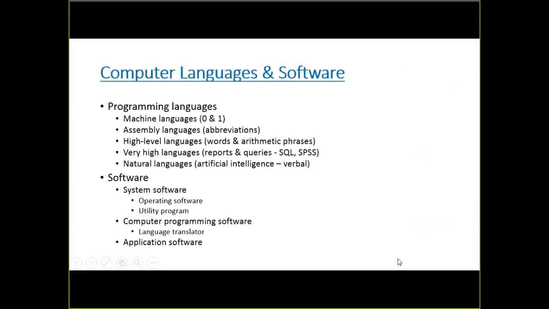So let's talk about the computer languages and software. Languages are used to actually communicate to the machine. So how does the machine know what we are inputting and how to give us the certain feedback? There's a language for that. Initially, it was just the machine language. Basically, everything that was communicated was a combination of zeros and ones. And then we evolved into assembly languages, which was a list of approved abbreviations that could be used to communicate with a computer. And then we moved into high level languages, which were words and arithmetic phrases.